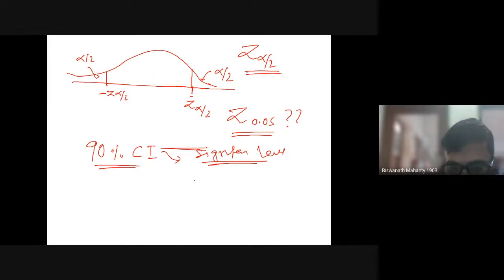10% means 0.10. So, yes, that is alpha. That conversion you must understand. So alpha by 2 means how much area?